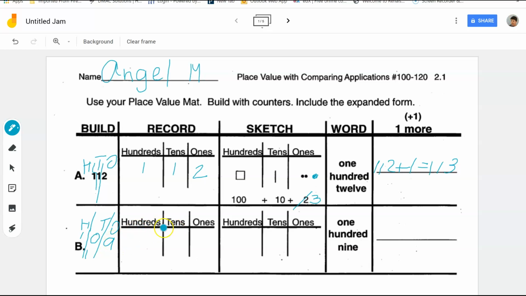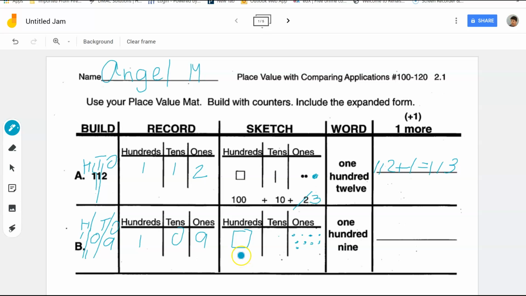So now we're gonna record our number. How many hundreds? 100. How many tens? 0 tens. How many ones? 9 ones. Now we're gonna sketch our number. And I know that hundreds are represented by a square. Here is 100. That's 100. How many tens? 0 tens. I don't do anything there. How many ones? 9. So I do 1, 2, 3, 4, 5, 6, 7, 8, and 9.